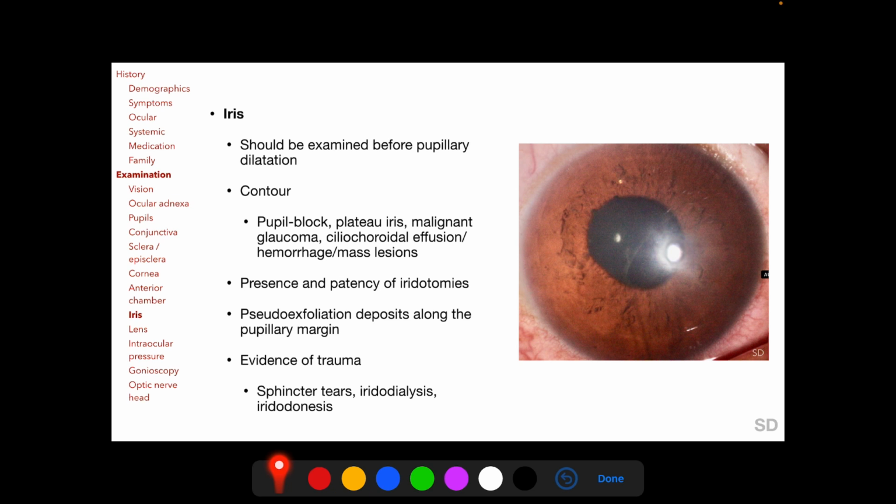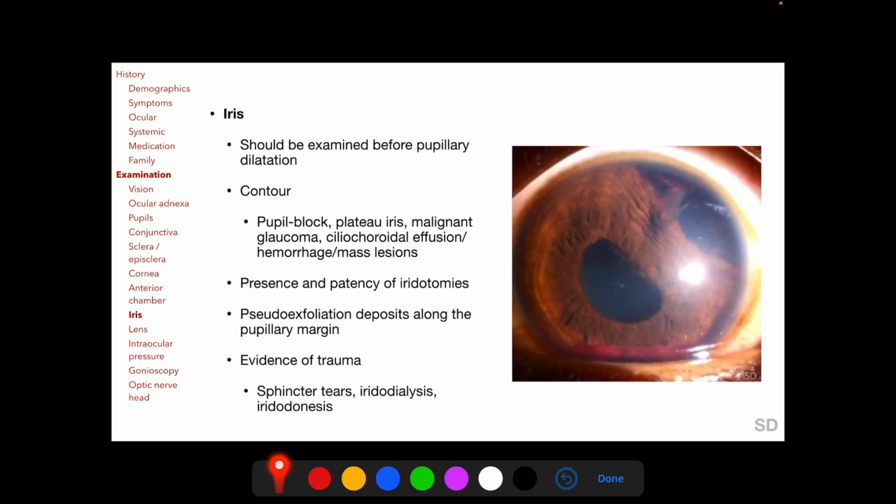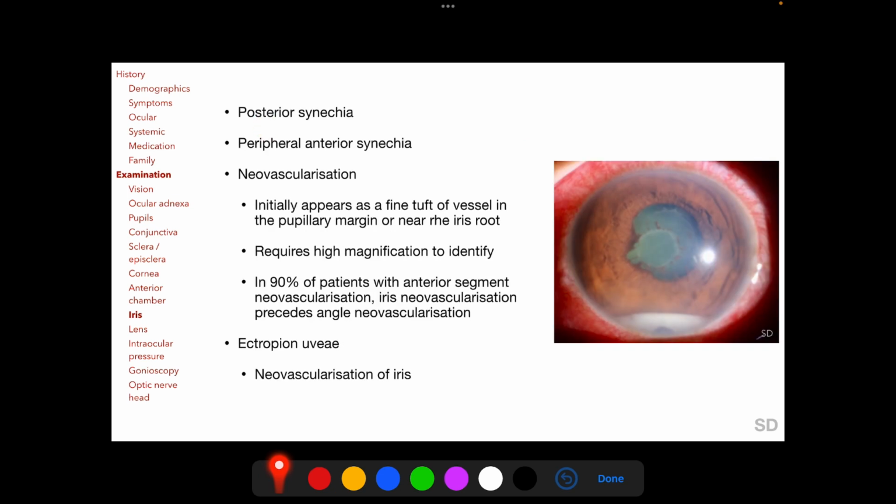In the iris, we may also find evidence of trauma, such as sphincter tears, which are very small discontinuities in the pupillary sphincter, iridodialysis, which is detachment of the iris root from the ciliary body, as seen here in this photograph, and iridodonesis, which is instability or fluttering movement of the iris due to inadequate support from the crystalline lens. Posterior synechia, as seen in this photograph, is an adhesion between the pupillary margin and the anterior surface of the crystalline lens. Posterior synechia typically occurs following anterior uveitis and prevents proper dilatation of the pupil.